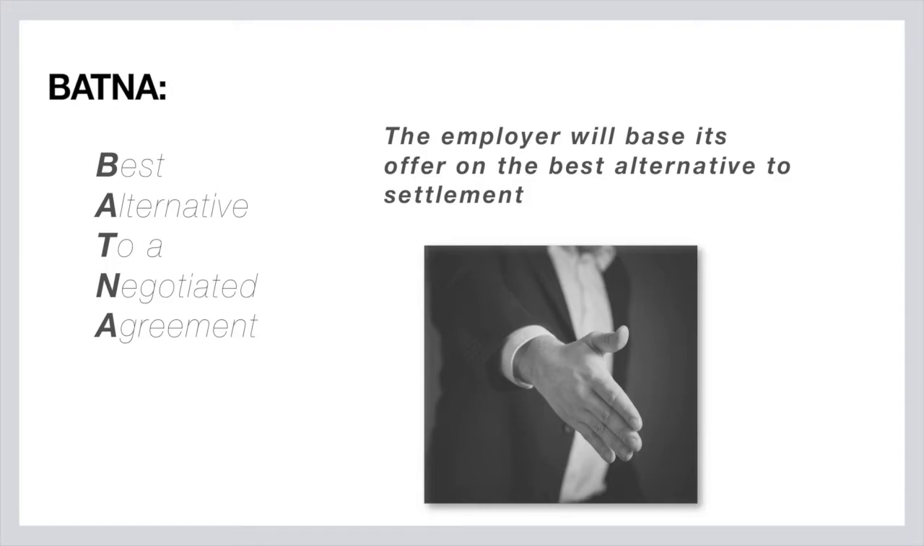In order to understand how you should prepare a settlement demand, you need to understand what your best alternative to a negotiated agreement is. This is referred to in the literature as a BATNA. The employer is going to base its offer to you on what it thinks is its best alternative to settling today. If it believes that there's no investigation and no litigation that's going to produce a negative outcome for it, it has no reason to try to settle today. That is the company's best alternative to a negotiated agreement.